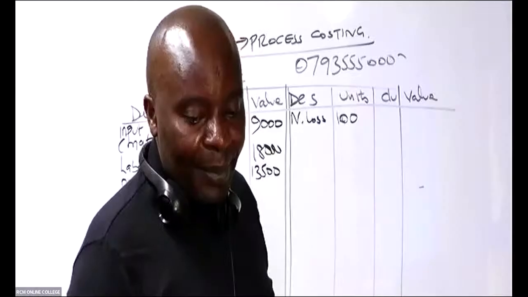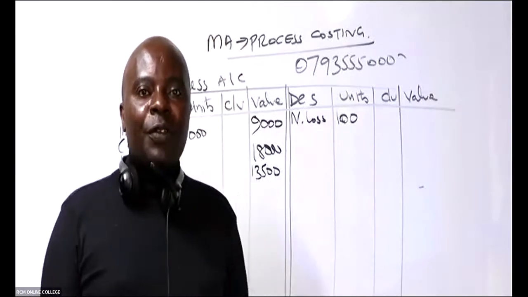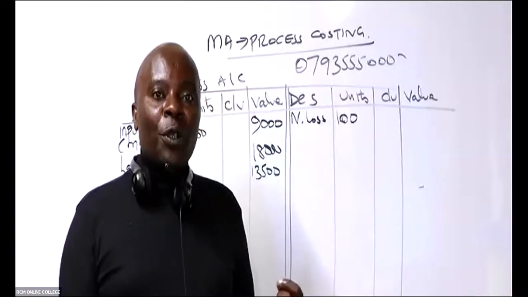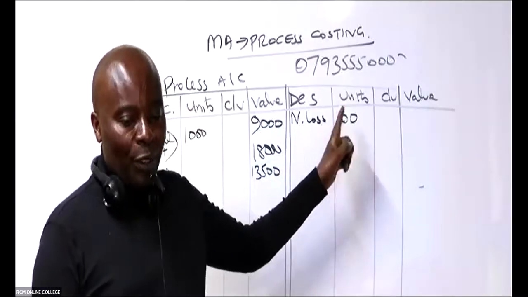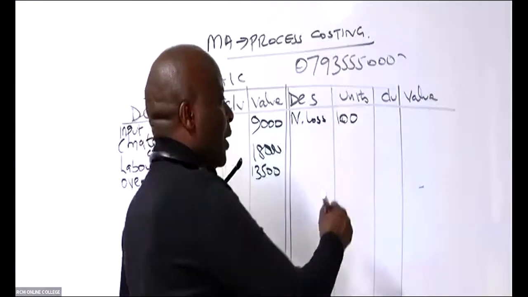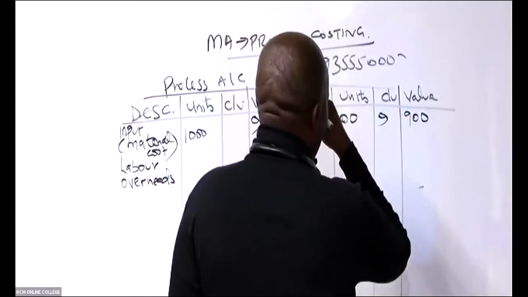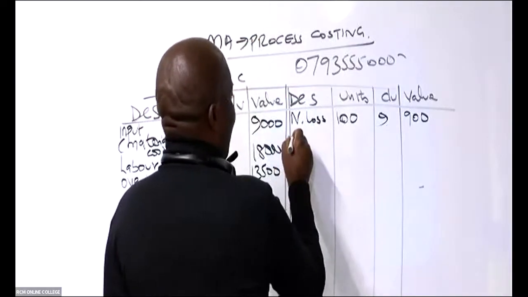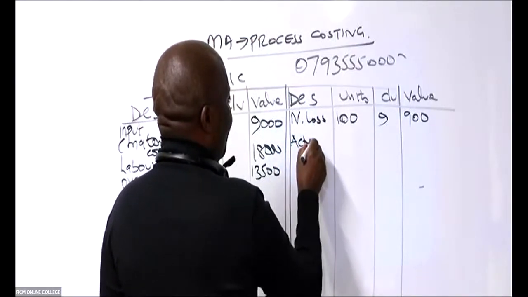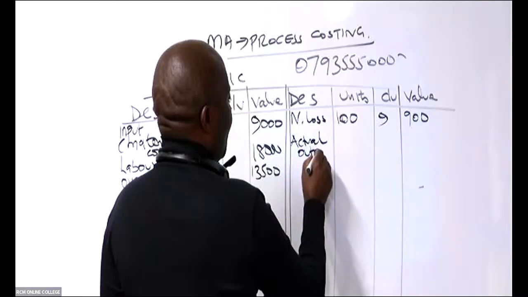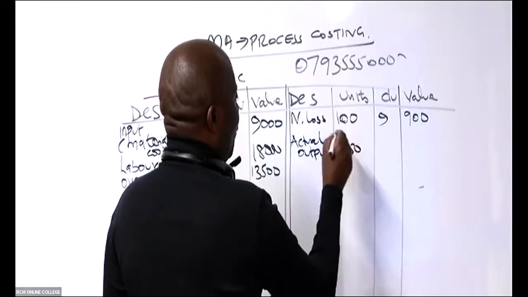And remember, at times the scrap value is not given. If the scrap value is not given, you should always multiply whatever quantity you have here by 0. But now here we have a scrap value of 9, which gives us 900. Ladies and gentlemen, apart from that, we have actual output. So the actual output is 850.